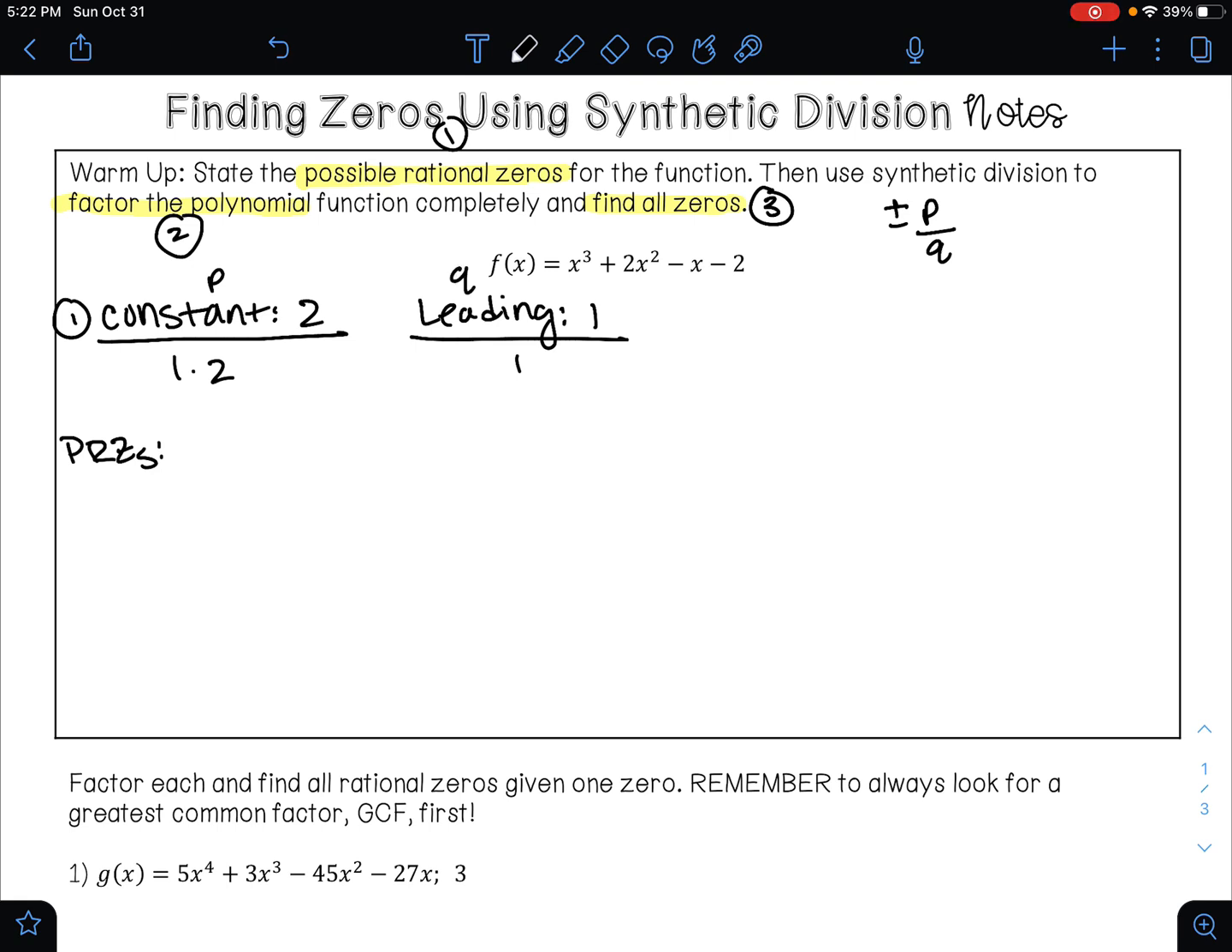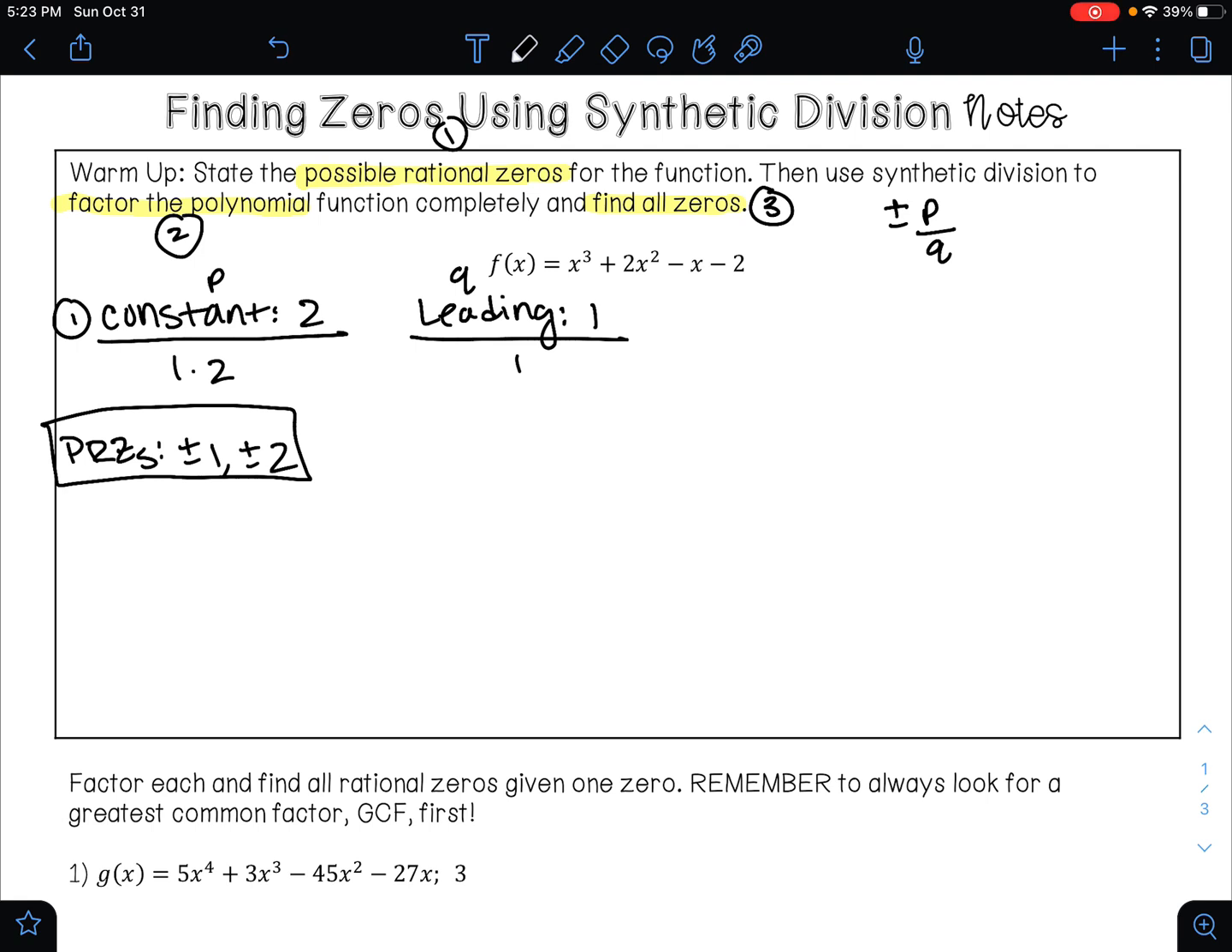And so I'm going to take each constant factor and divide it by each leading coefficient. All of these are always plus or minus. That's why I didn't have a negative 2 here, because the plus or minus takes care of the fact if it's positive or negative. So 1 divided by 1 is 1, and 2 divided by 1 is 2. So my possible rational zeros are plus or minus 1 and plus or minus 2.